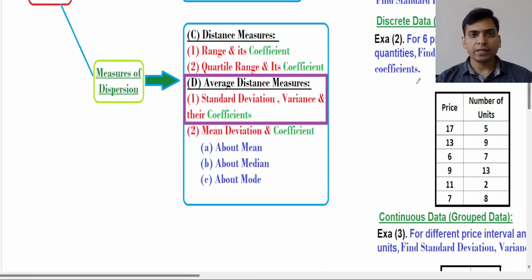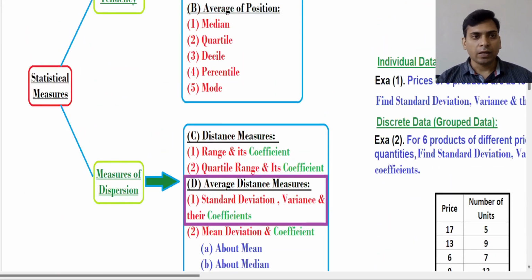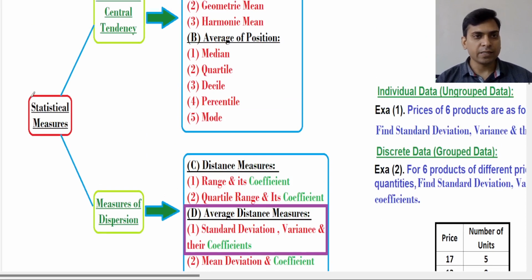Okay, so we are studying this part, the average distance measure in measures of dispersion. The main topic is statistical measures, as there are two categories: measures of central tendency and measures of dispersion. We are focusing on standard deviation, variance and coefficient today.